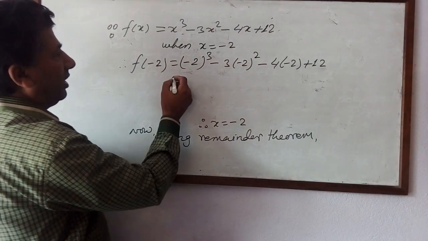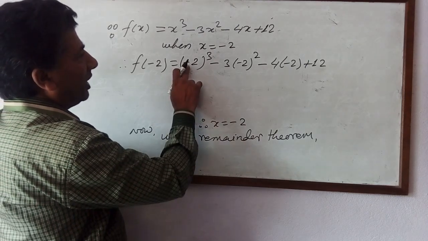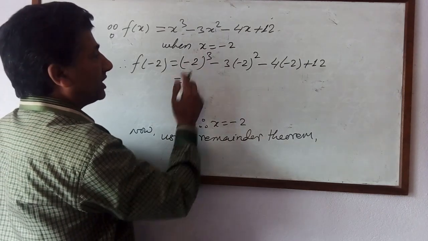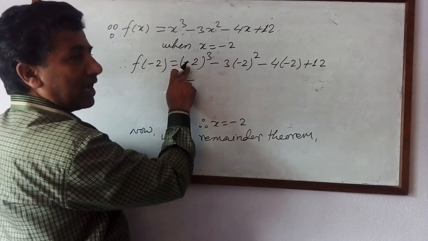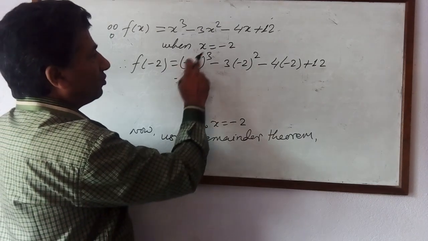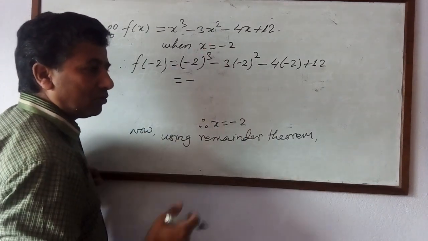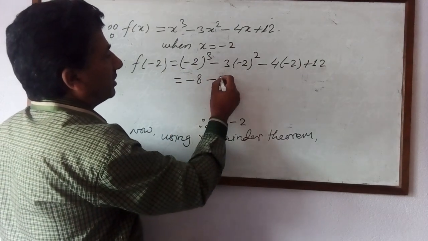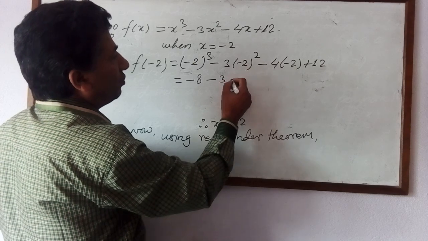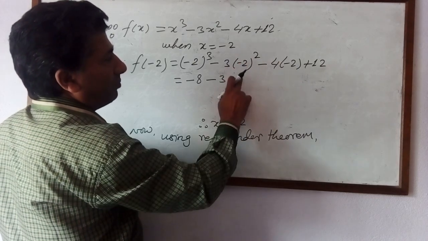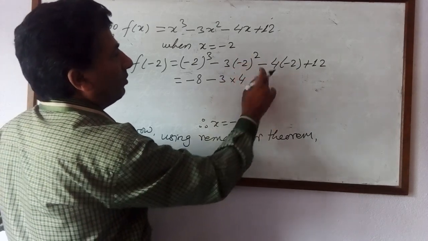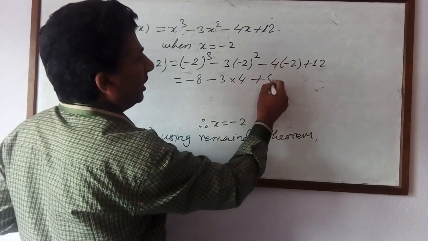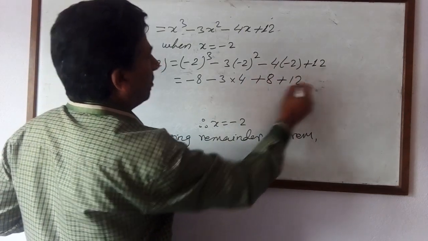Now simplify. Minus sign multiplied odd times stays minus, so (minus 2) cubed is minus 2 times 2 times 2, which is minus 8. Then minus 3 times (minus 2) squared, which is 4, gives minus 12. Then minus 4 times minus 2 is plus 8, and this one is 12.